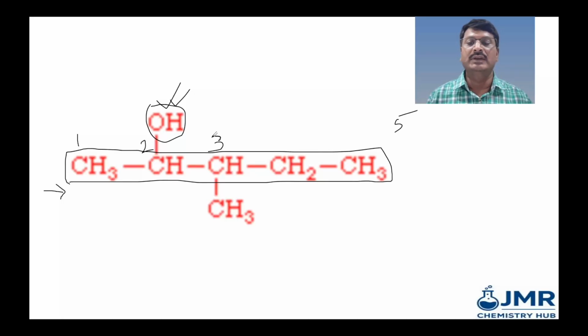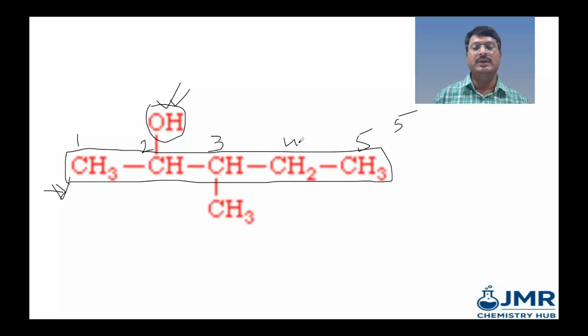So when you are giving the numbering from this side, 1, 2, 3, 4, 5, the functional group is getting the second position. From this side, 1, 2, 3, 4, it will get 4. That's why the correct way to give the numbering is from this side: 1, 2, 3, 4, 5.